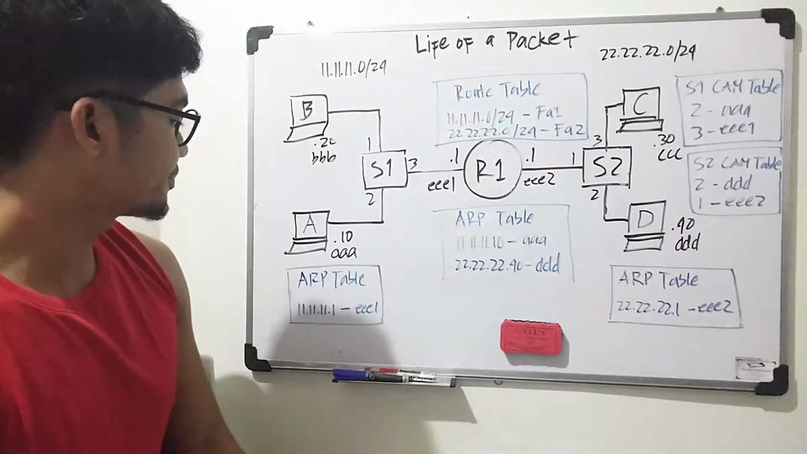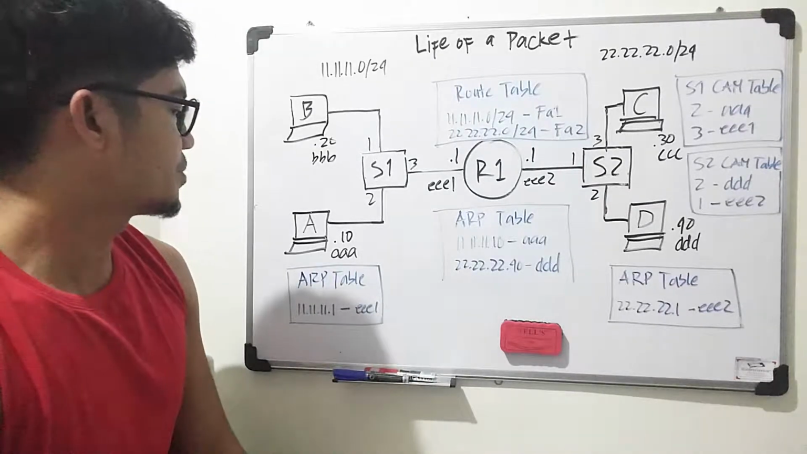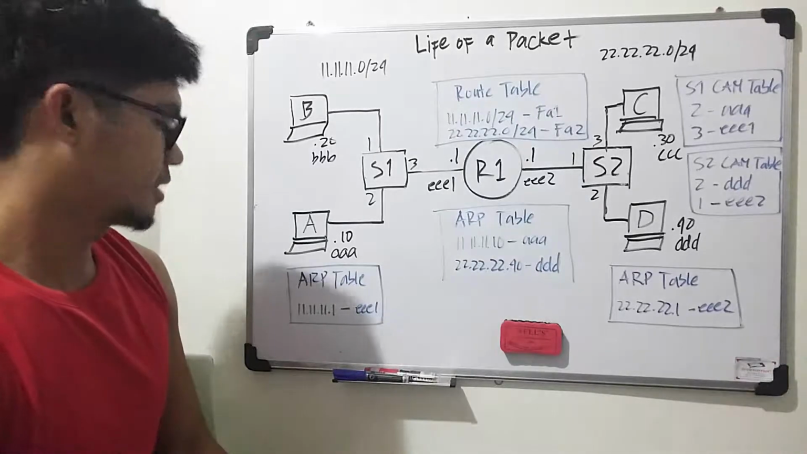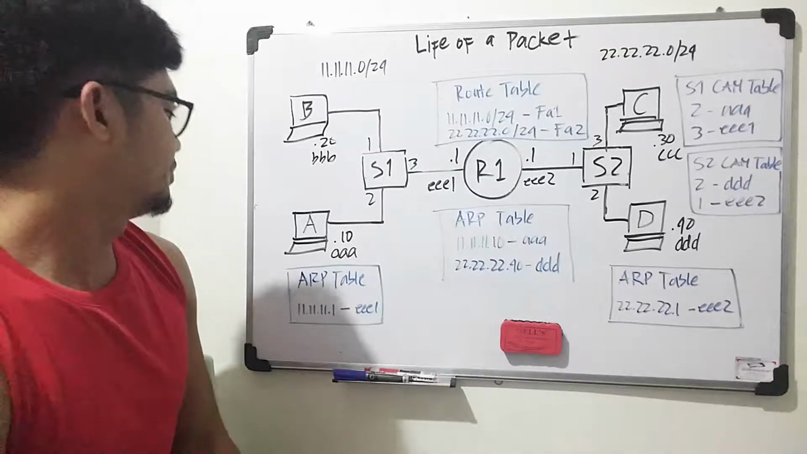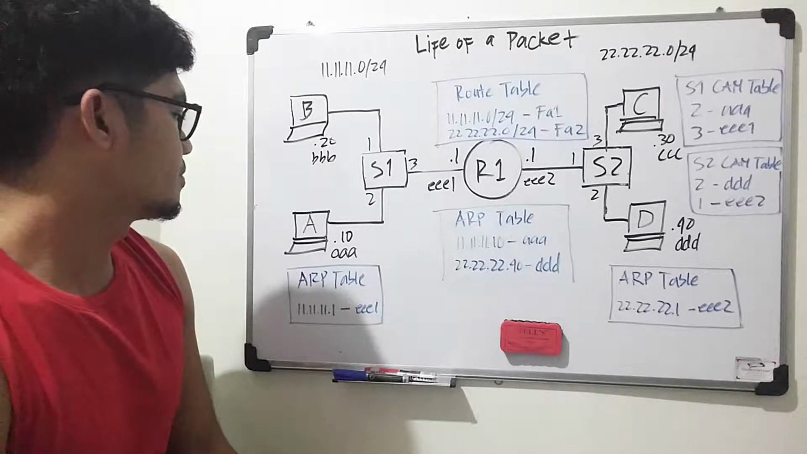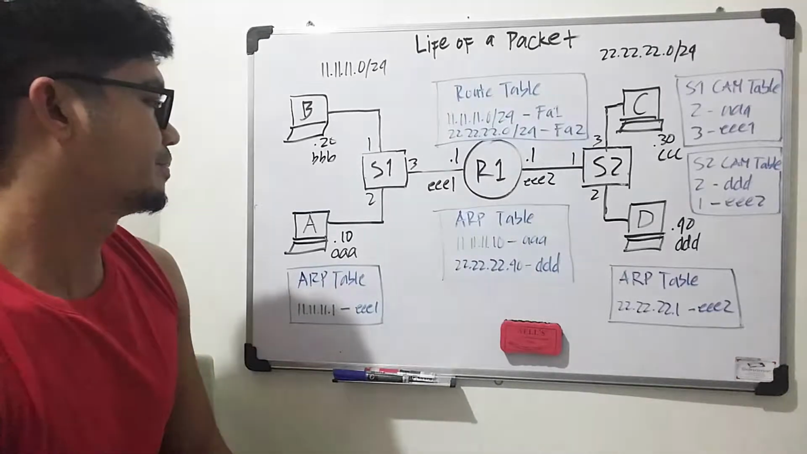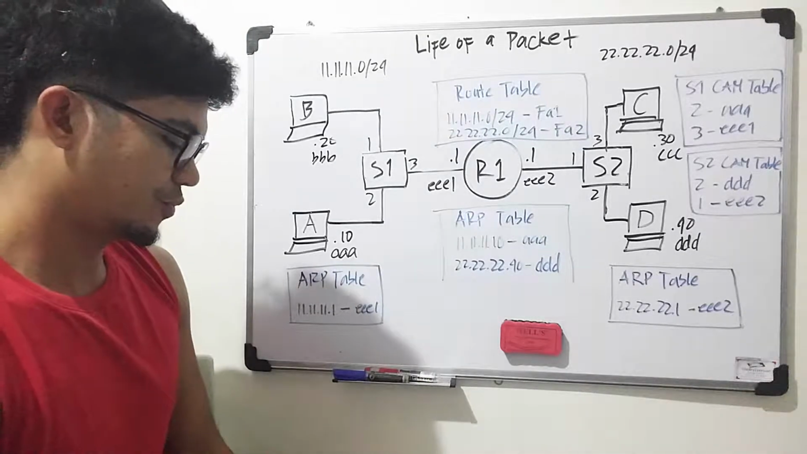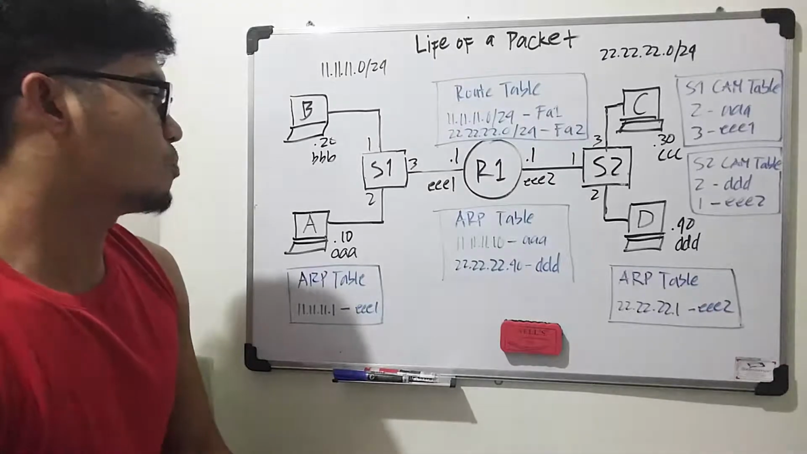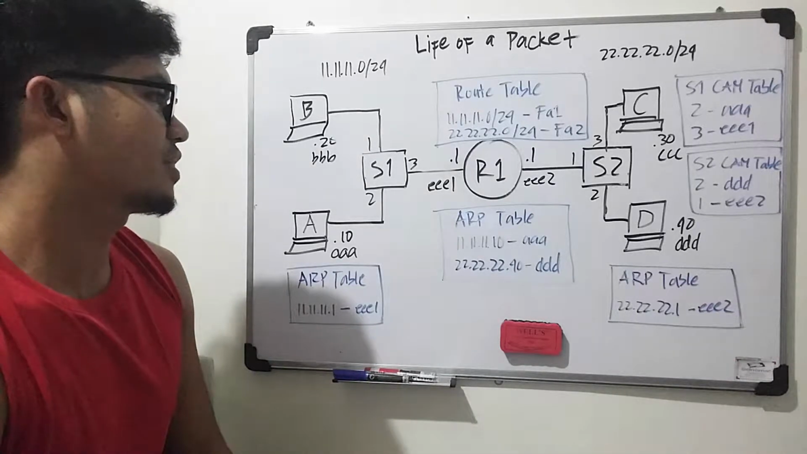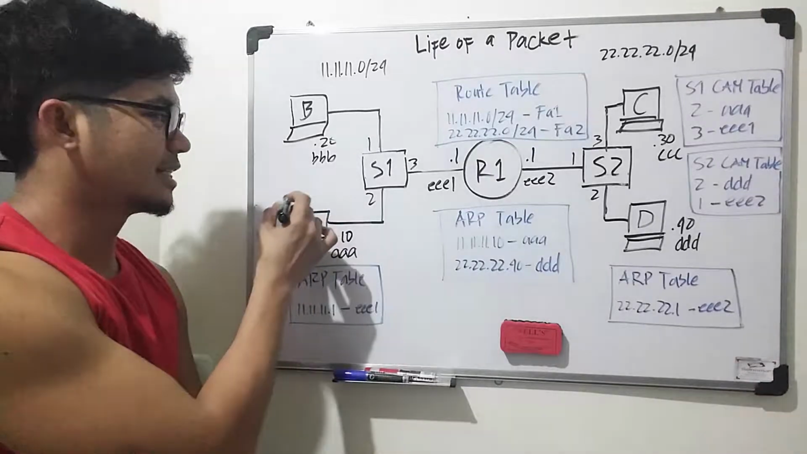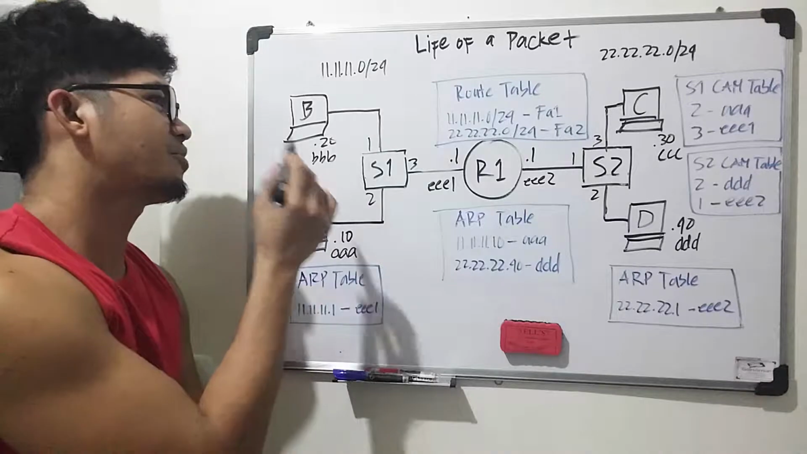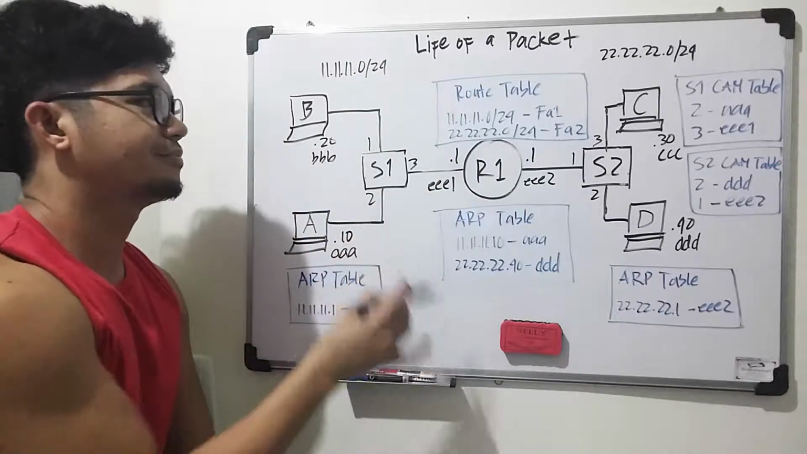So let's say we're going to do a ping from host A, or we're going to send data from host A to host D. So we're going to have 3 components, or 3 things: the data, the layer 3 header, and the layer 2 header.